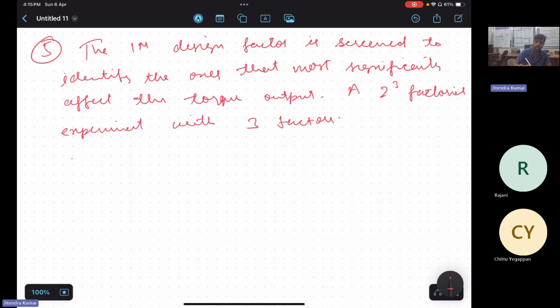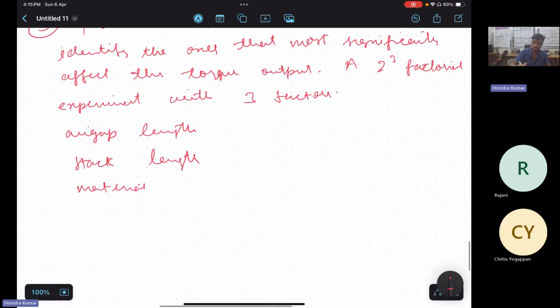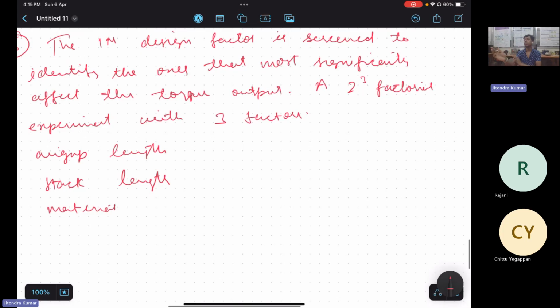So the factors are air gap length, second is stack length, third is material. Right. So experiments with these 3 factors have been conducted. Now the results of the experiments are as follows. So for the result, you could refer to that table if you have opened it, both of you.